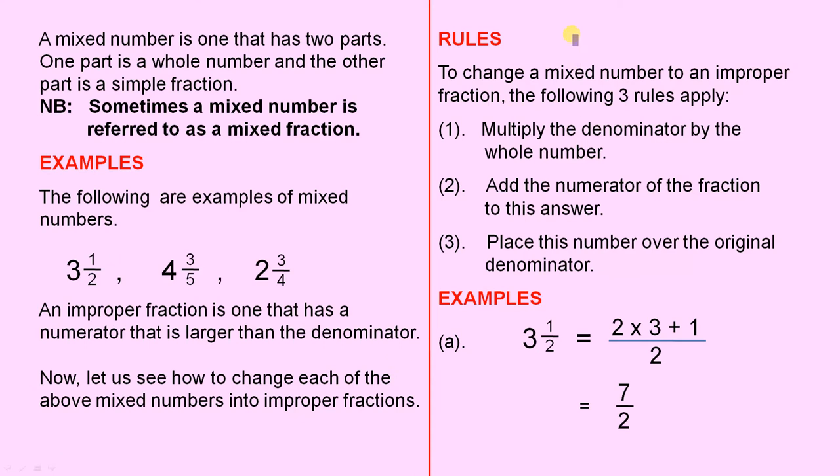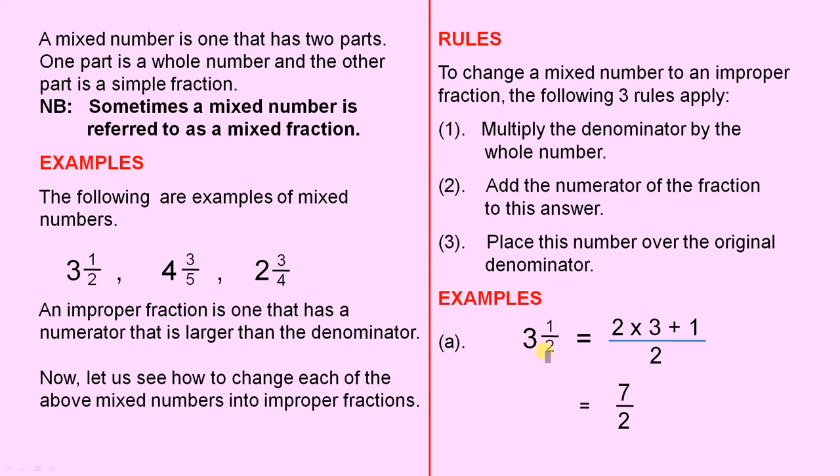Now here are the simple rules. There are 3 of them. To change a mixed number to an improper fraction, the following 3 rules apply. The first one, multiply the denominator by the whole number. Number 2, add the numerator of the fraction to this answer. And number 3, place this number over the original denominator. So let's put those 3 rules into operation and see what happens.